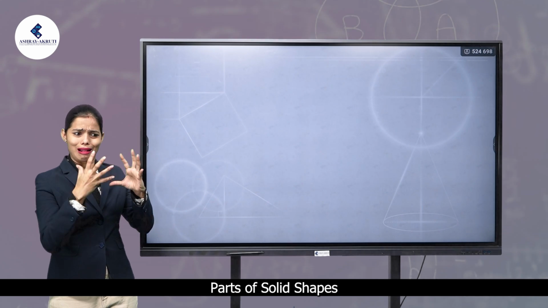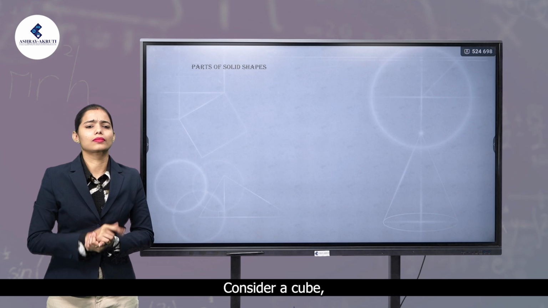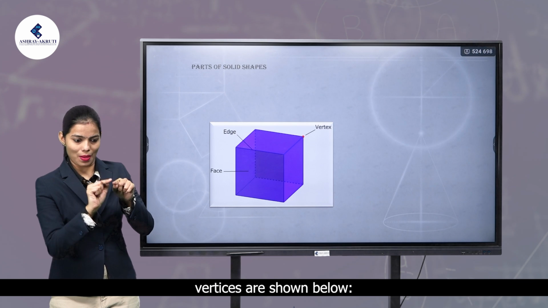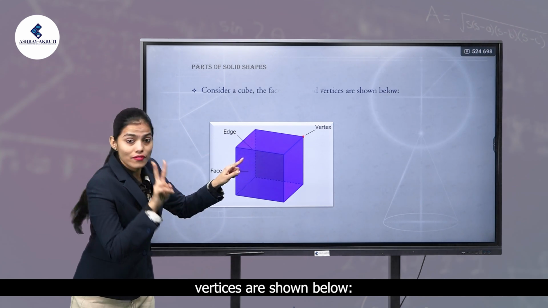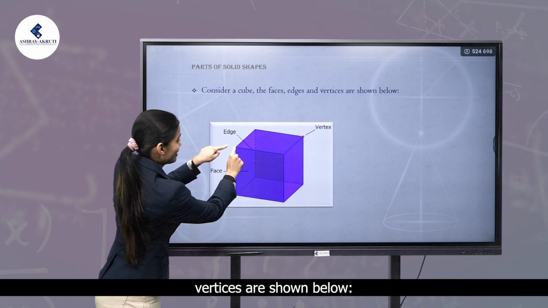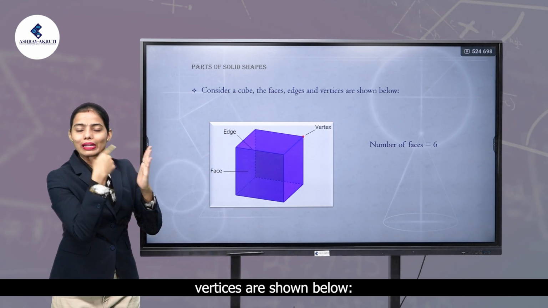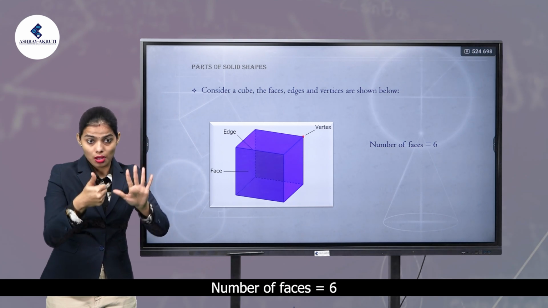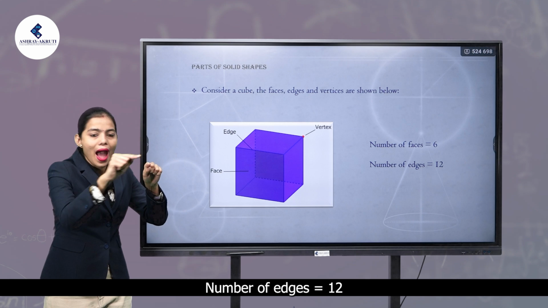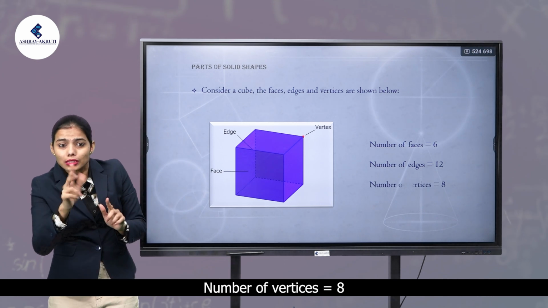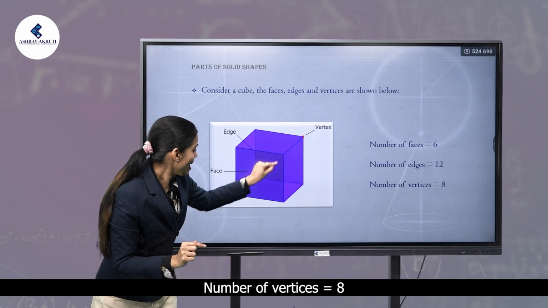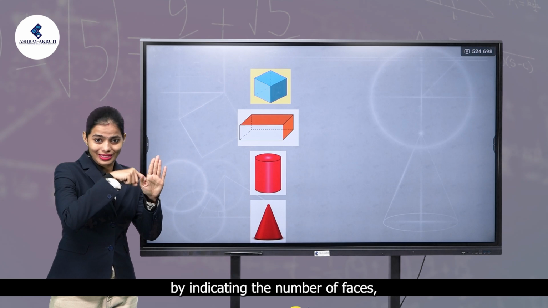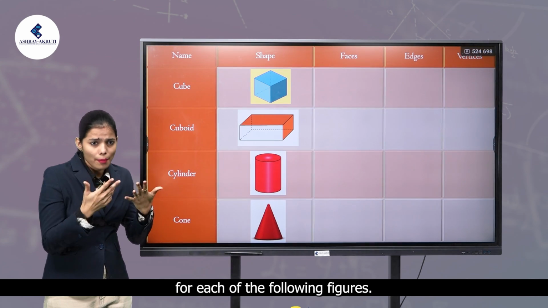Parts of solid shapes. Consider a cube. The faces, edges, and vertices are shown below. Number of faces is equal to 6. Number of edges is equal to 12. Number of vertices is equal to 8. Fill in the table by indicating the number of faces, edges, and vertices for each of the following figures.